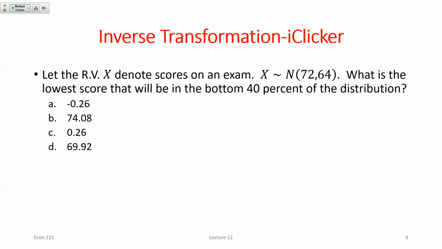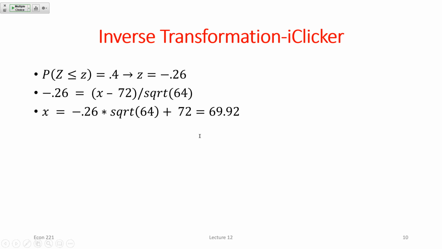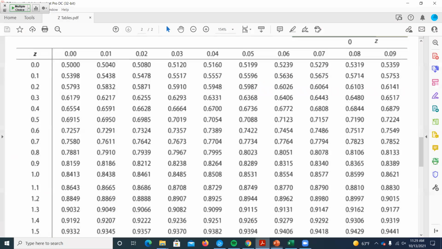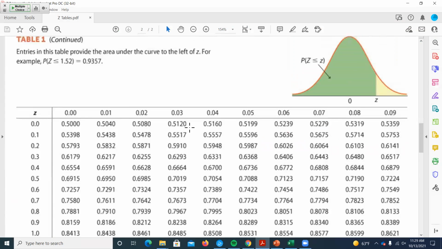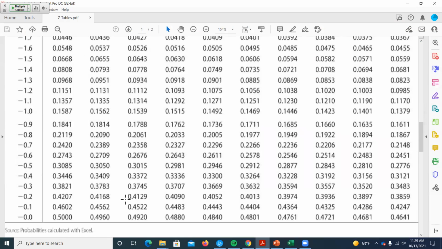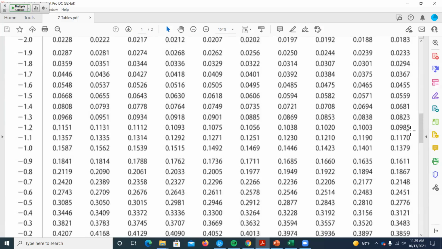I'll use my table to find that z-score that gives me an area of 0.9 to the left of it. Sorry, 0.9, that was the previous one. 0.4 to the left of it. So I go here. I'm going to find what's closest to 0.4. Looks like I'm in between these two values. So negative 0.2, scroll up.